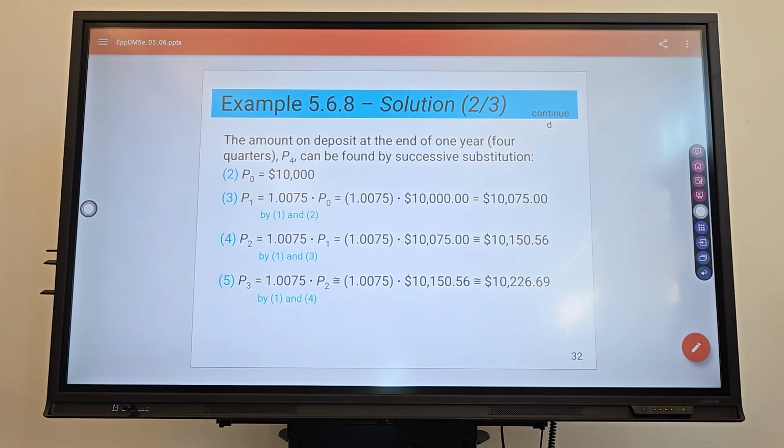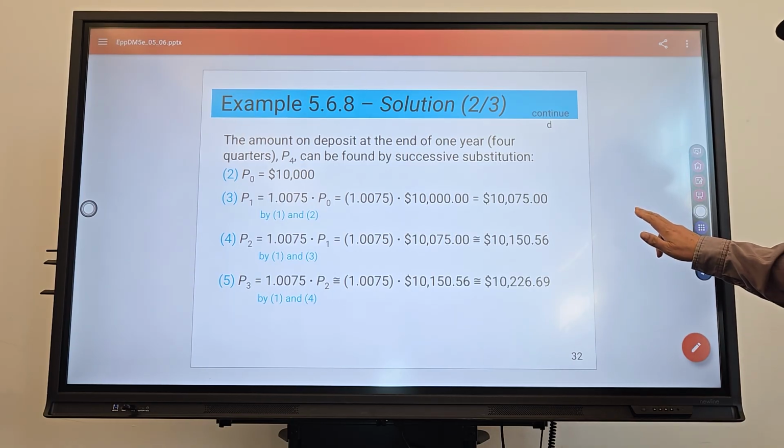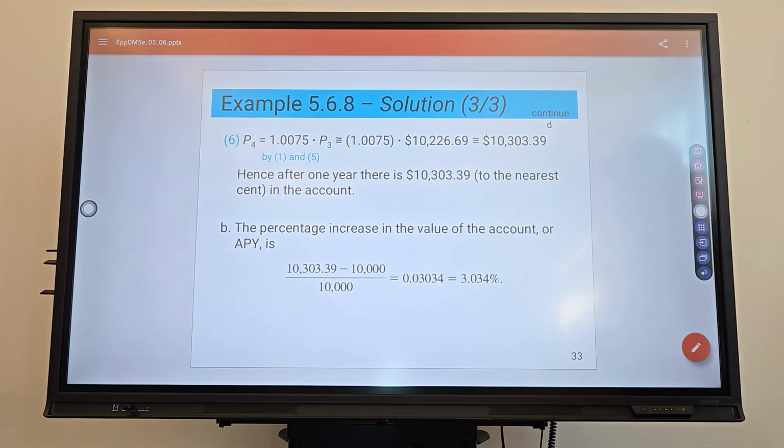The amount on deposit at the end of the year, 4 quarters, can be found by successive substitution. And it builds up: 10,075, then 10,150, 10,226, finally 10,303.39. The annual percentage yield would then be 3.034%.